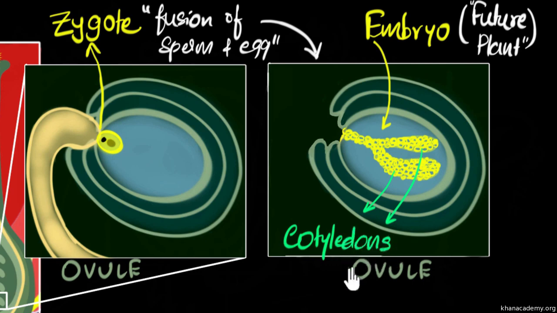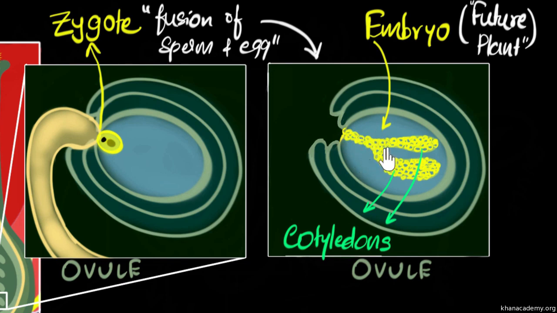And their main job is to provide the embryo with all the nutrition, all the food that it needs. Once it starts growing, it'll require a lot of food. And remember, we don't have leaves yet. So until the new leaves get formed, the cotyledons are the ones that are going to provide nourishment when it starts growing. We'll look at that in a second.